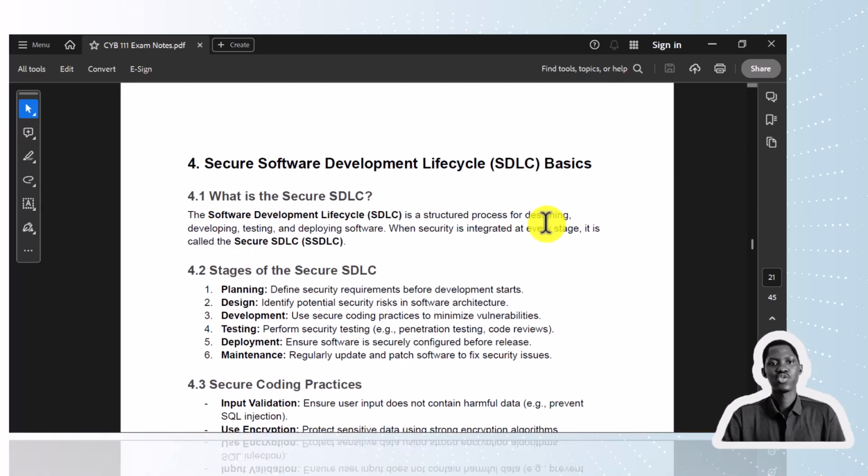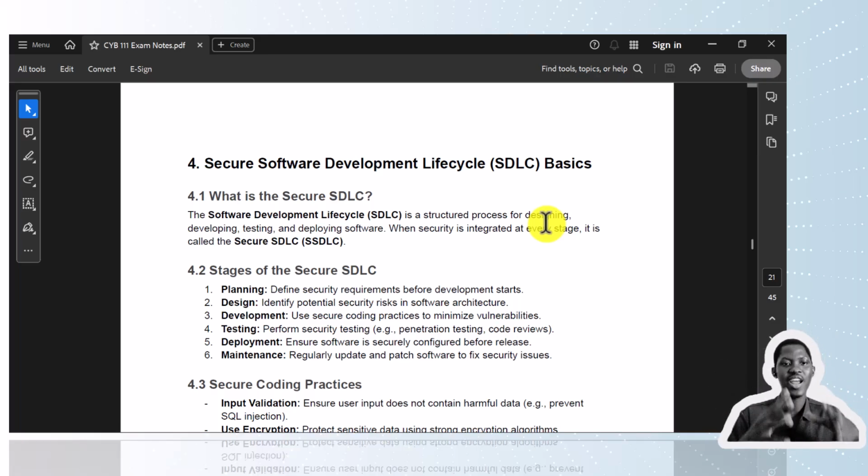Now, to secure software development lifecycle basics. Software development lifecycle is just software development. Now, security is being added to it. So the software development lifecycle, SDLC, is a structured process for designing, developing, testing, and deploying software.